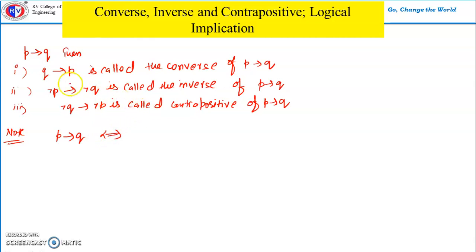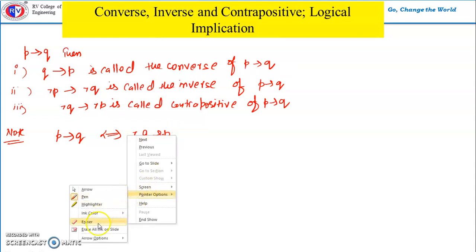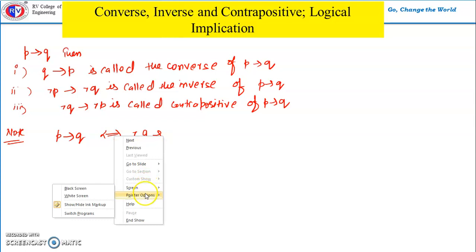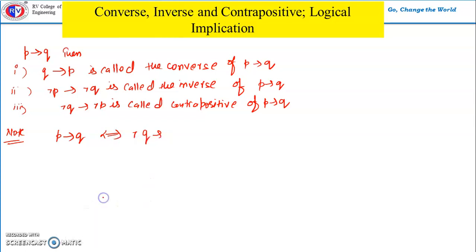So what is contrapositive of P implies Q? It is negation of Q implies negation of P. So negation of Q implies negation of P, they are logically equivalent. Okay, so we can verify that using truth table. They are logically equivalent. Okay, and then the converse and the inverse.